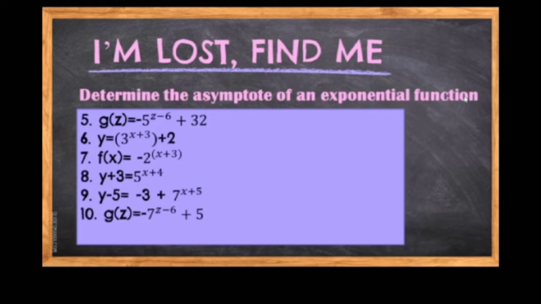Determine the asymptote of an exponential function. So you just need to determine the horizontal asymptote with the given g of z is equal to negative 5 raised to z minus 6 plus 32. Number 6, y is equal to 3 raised to x plus 3 plus 2. Number 7, f of x is equal to negative 2 raised to x plus 3. Number 8, y plus 3 is equal to 5 raised to x plus 4. Number 9, y minus 5 is equal to negative 3 plus 7x plus 5. Number 10, g of z is equal to negative 7 raised to z minus 6 plus 5.